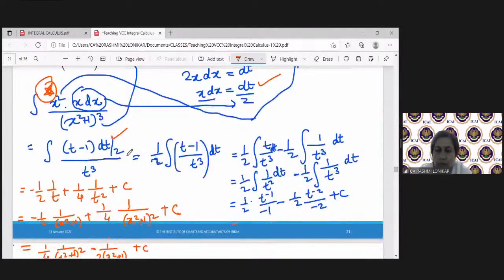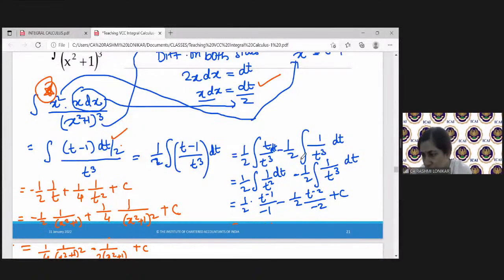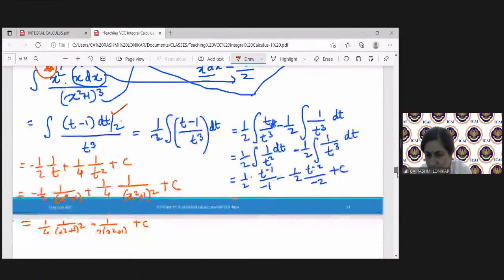So once I have that, this question now gets simplified to 1/2 integral of t minus 1 upon t cube. So I divide t by t cube and minus 1 by t cube. T by t cube becomes 1 upon t square, and this becomes 1 upon t cube. And then I use the simple formula: integration of x raised to n is x raised to n plus 1 upon n plus 1. Clear? And then we are able to solve it. Just breathe. Next steps are easy.